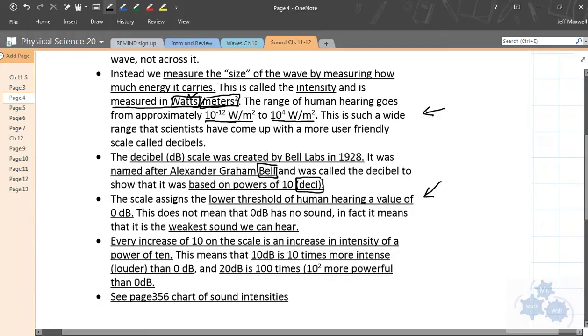So there's no negative decibels. So, in other words, this is the weakest sound, or the quietest sound that we can hear. And I'll just write quietest there too. You might want to add that. The quietest sound that we can hear.